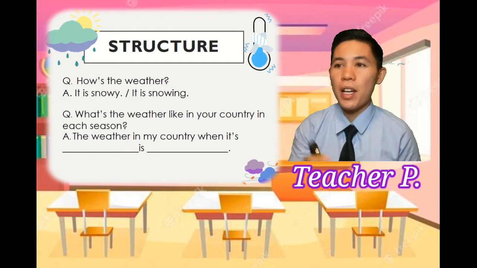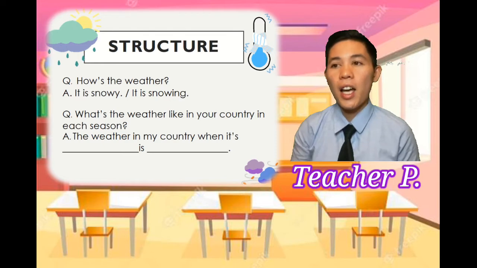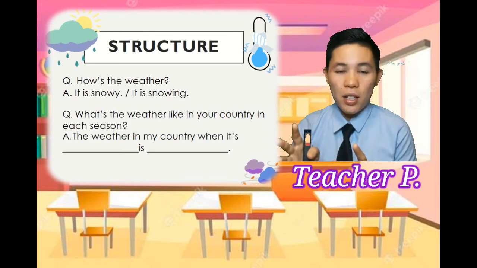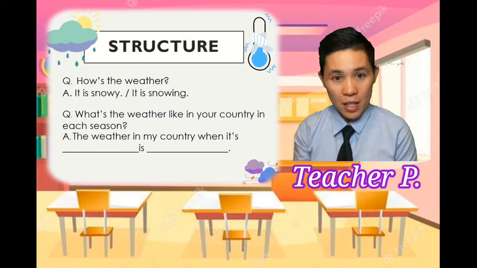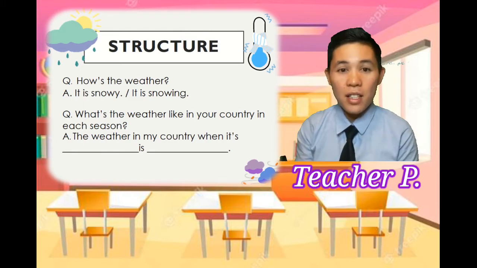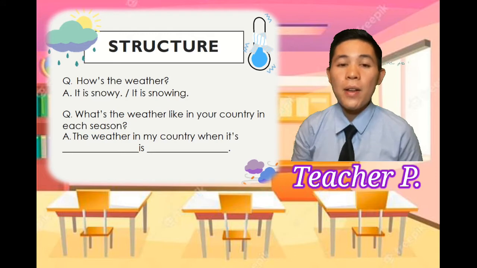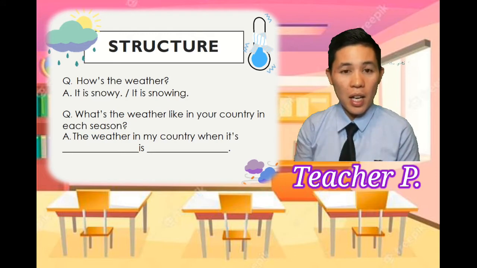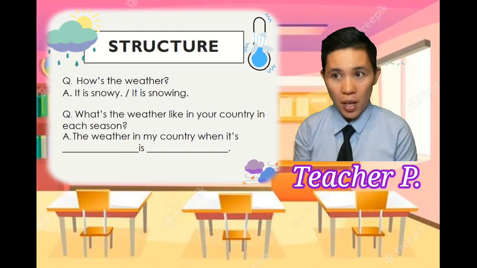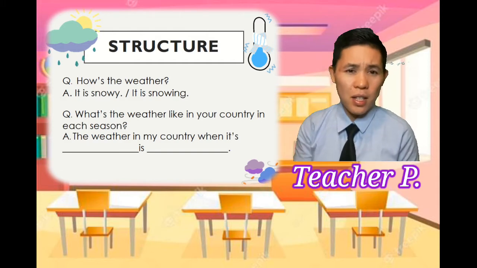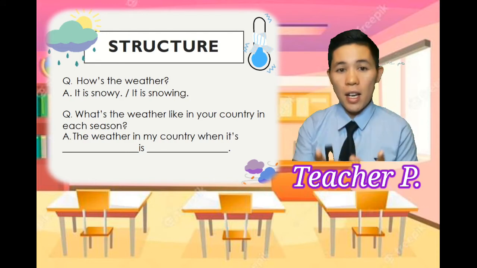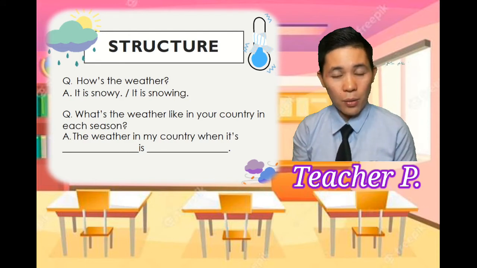Okay, in our example here, I just put it is, but you can just say it's, okay? So, it's actually a shorten of it is. So, it's or it is, it doesn't matter, all right? So, again, let's do it one more time. How's the weather? It is snowy. Or you can say it is snowing. It is sunny. It is raining, all right?